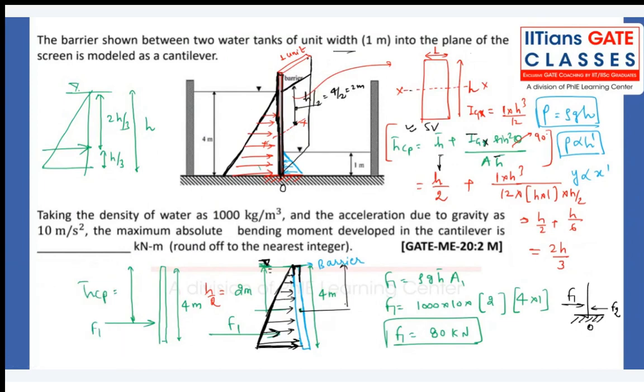Now, how to calculate F1? In the last class, we learned the formula rho g h bar into area. Rho is 1000, g is 10, h bar is 2, area is 4 into 1. So you will be getting 80 kilonewton. Check it out. What about force F2?